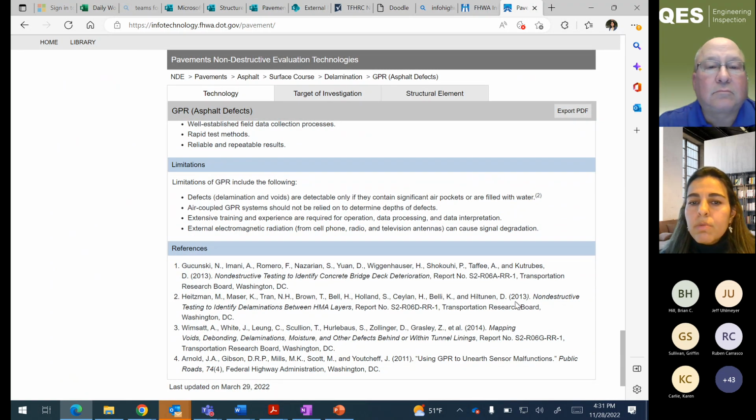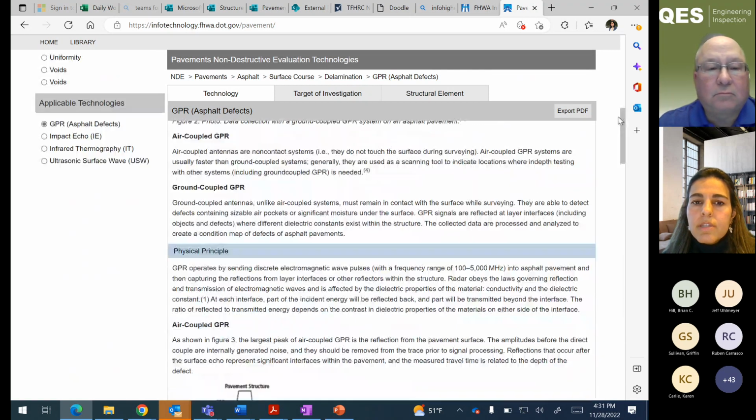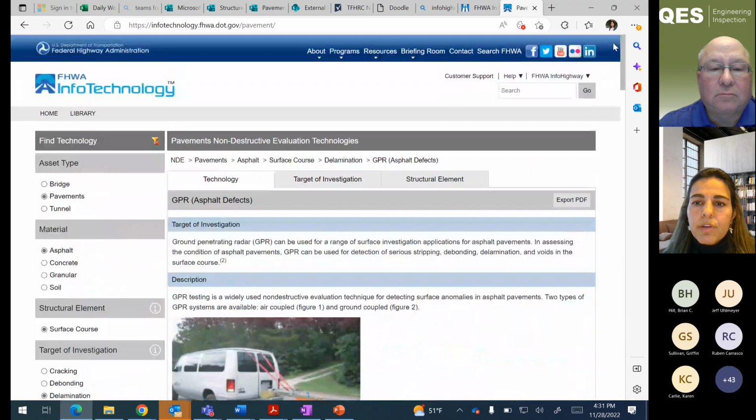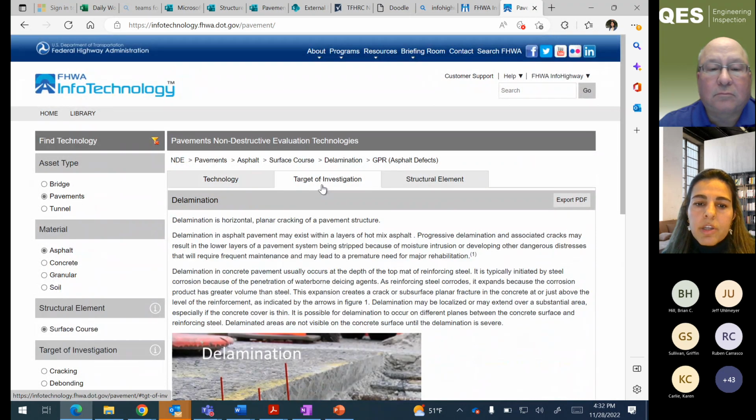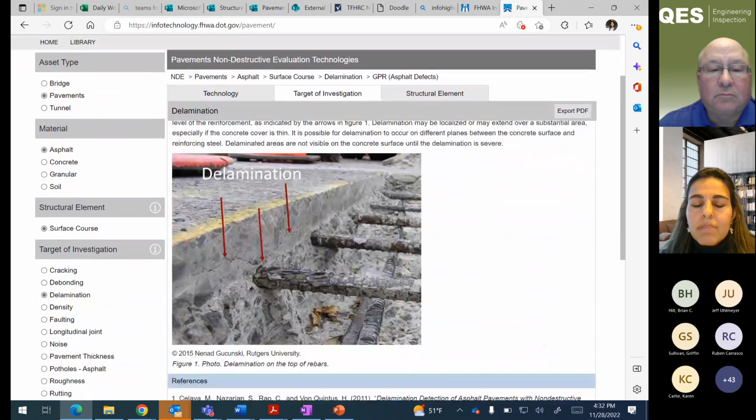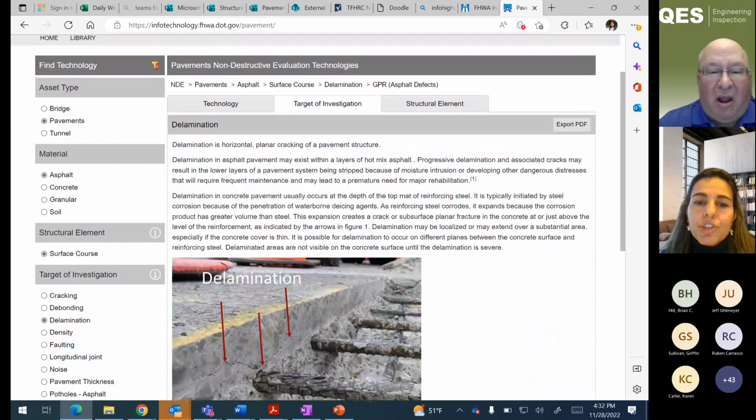These are all written in very simple words, so that the user doesn't need NDE expertise to follow the sections. It's very user-friendly. It has a very user-friendly interface. The second tab is target of investigation. For example, we selected delamination. Here is a description of delamination in a bridge deck.